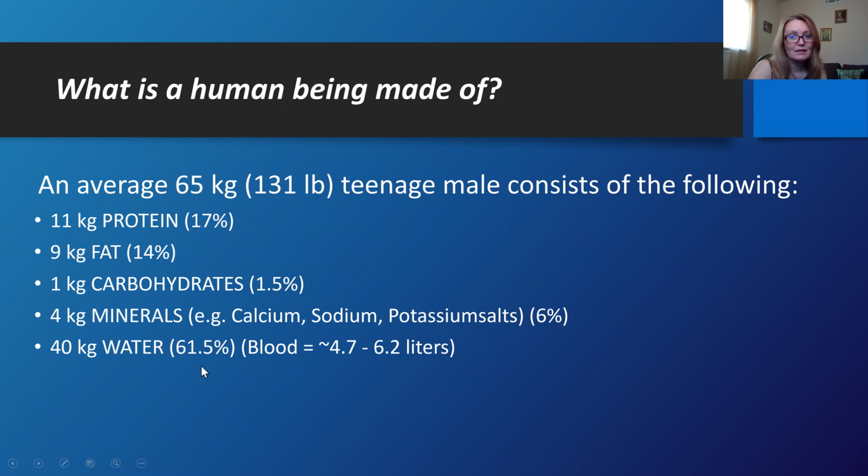When we get older, the water content decreases, right? So we get drier when we get older. But more than 60% is water. Then next, proteins, about 14% fat. Now, minerals like calcium, sodium, potassium is 6%. And the least amount of macromolecules that make up your body are carbohydrates, actually, only 1.5%. So we are not made of carbohydrates.